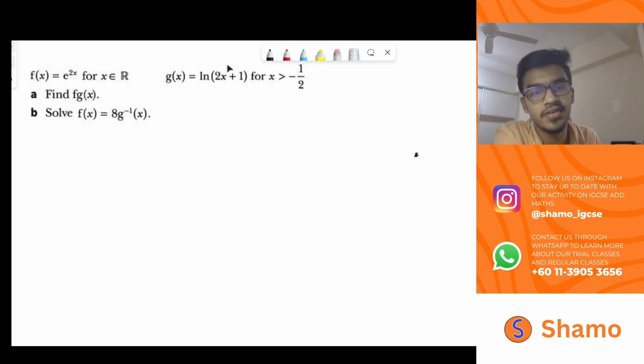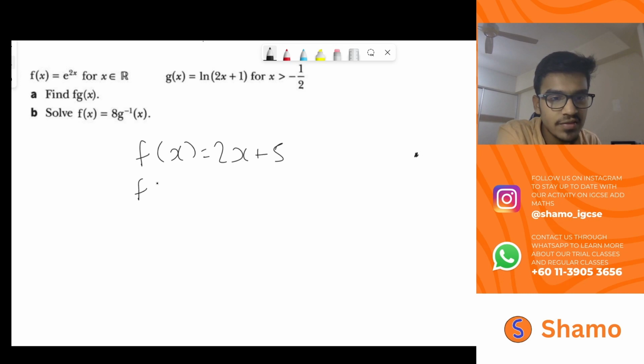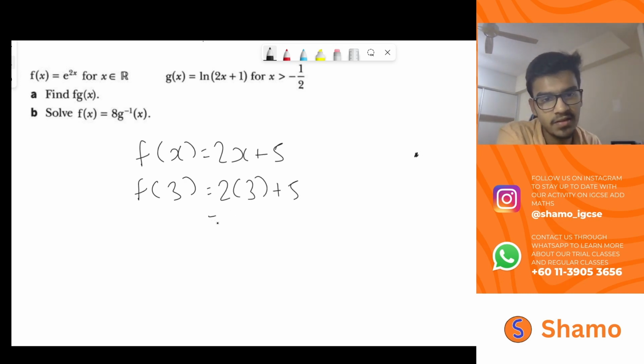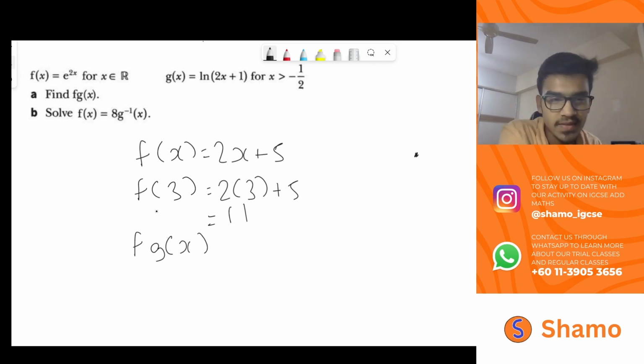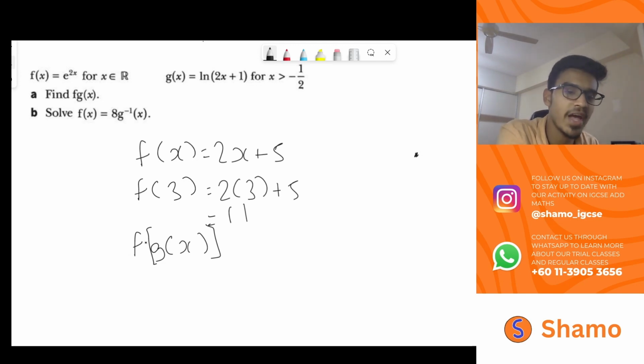Now, I hope you remember composite functions, but if you don't, let me just revise it for you. Suppose, let's go back to our favorite one, f(x) is equal to 2x plus 5. If you have to find f(3), it means you substitute 3 in the function. We just get 11. Now, if they are asking us fg(x), it's the same thing. For f(3), we substitute 3 in the function. So fg(x) is like substituting g(x) inside f(x).